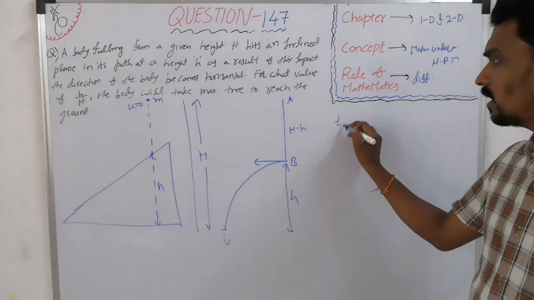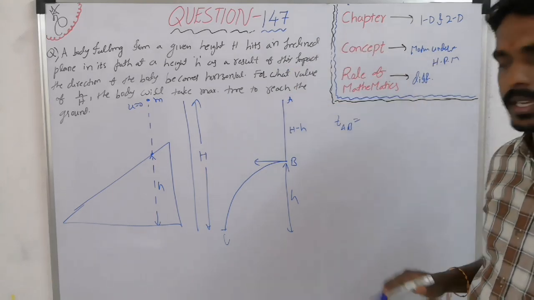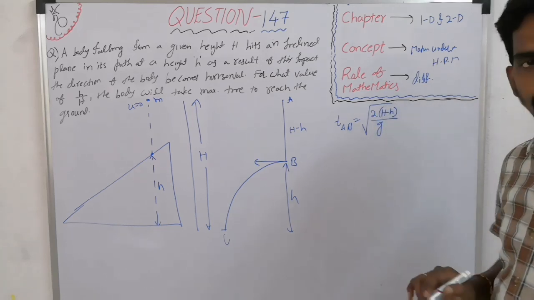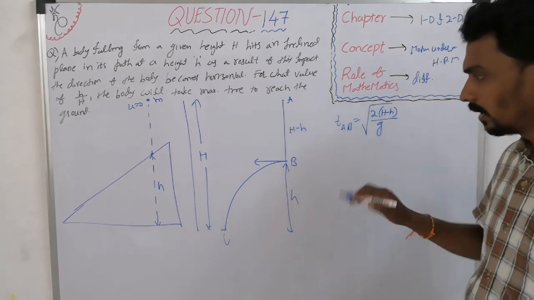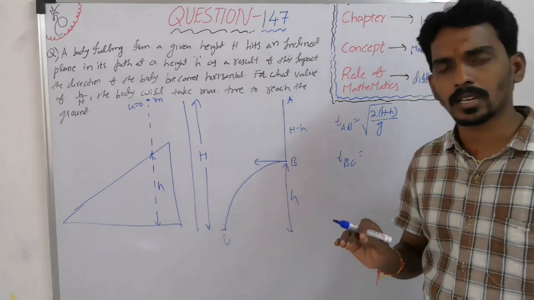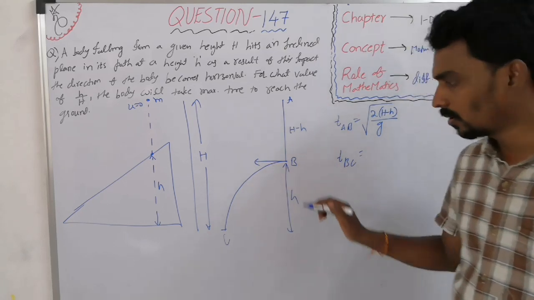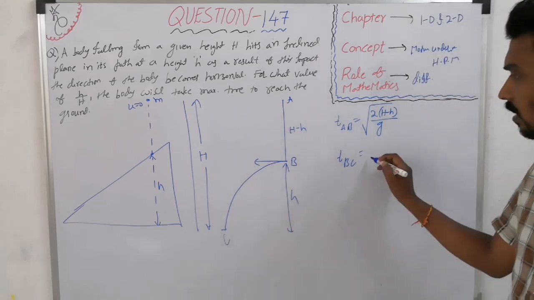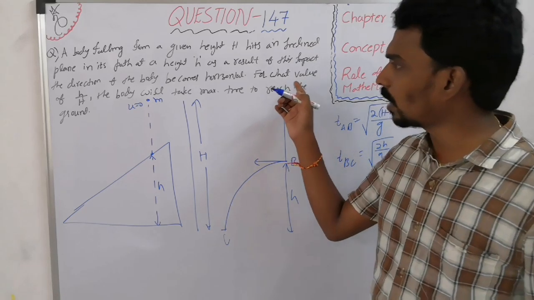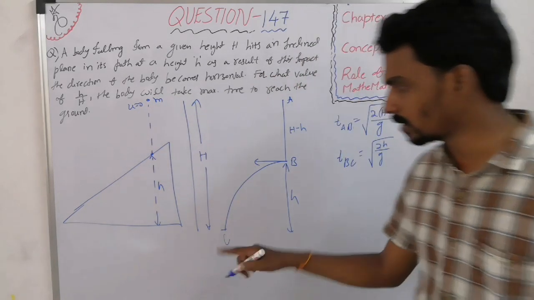Now time from A to B, the time taken to reach the ground when you drop a body, is under root 2h by g, here H minus h by g. This is time from A to B. Then time from B to C. So for horizontal projectile motion also the time taken formula is same like free fall. What is the height from which it is throwing? h. So what is the time? Root 2h by g. Then they are asking for what value of h by H the body will take maximum time to reach the ground.